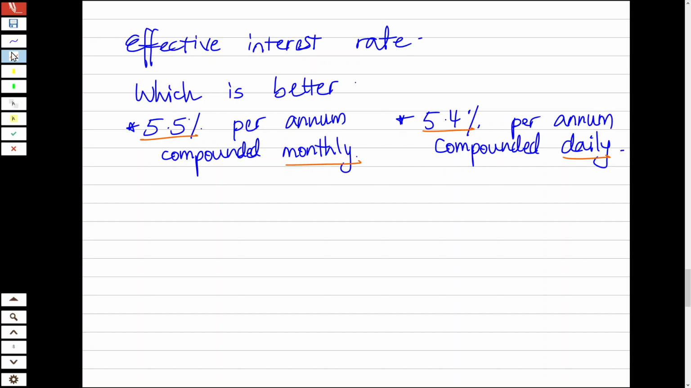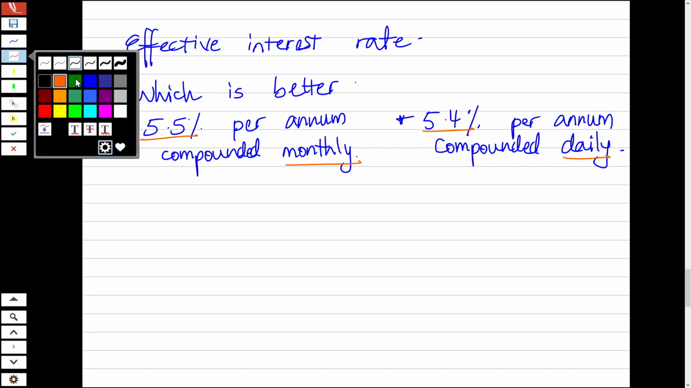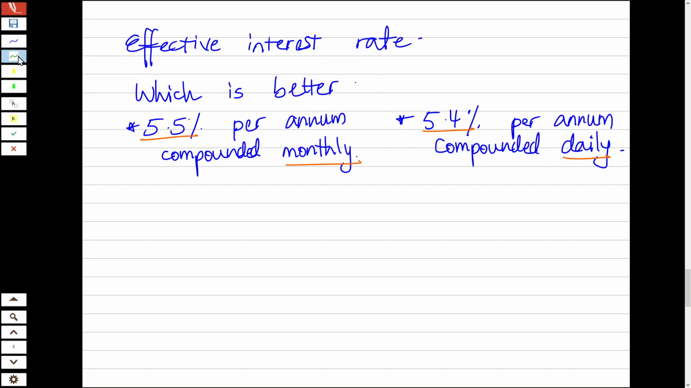Okay, so the way that we compare different interest rates with different compounding periods is with something called the effective interest rate. So I'm going to introduce you to a formula, and then I'll introduce you to something on the CAS calculator. So here's the formula. The effective interest rate, and you don't need to understand where this comes from, but if you want me to explain it to you outside of class, I'm happy to do so.